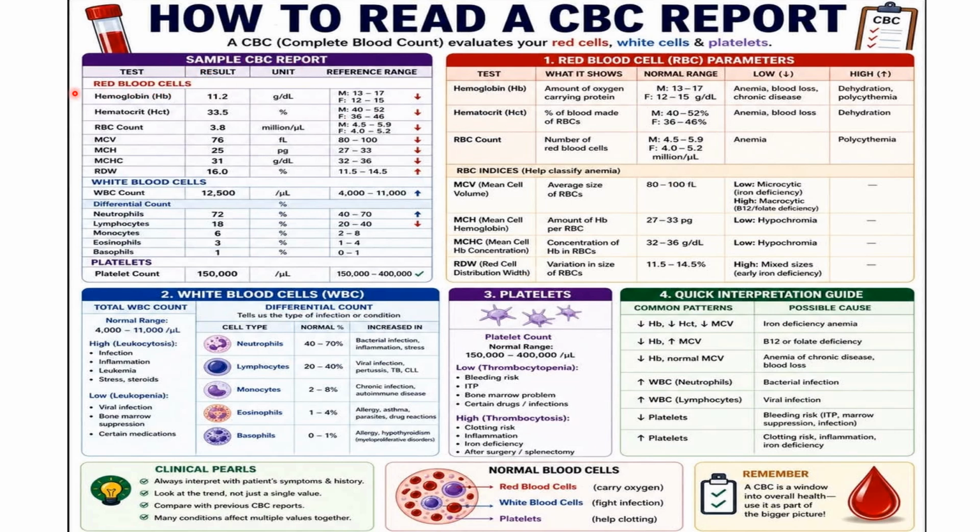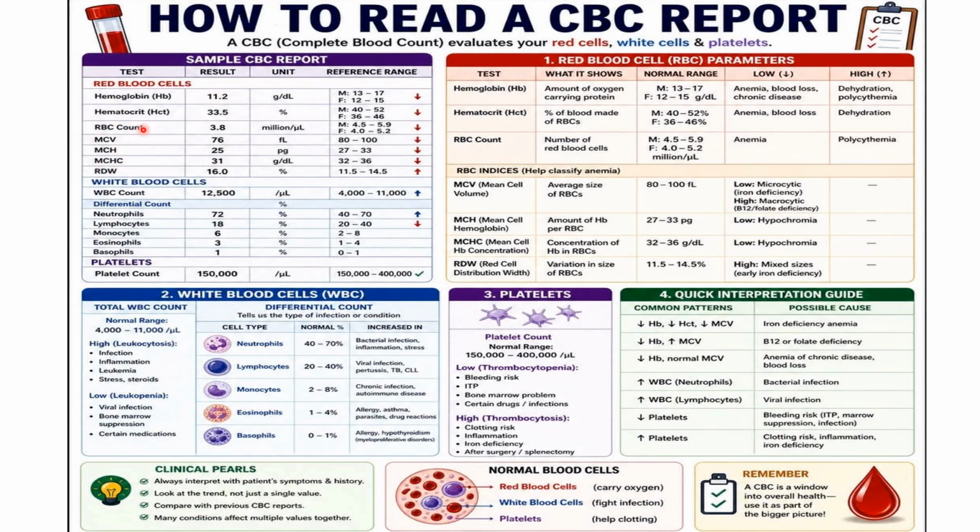So first we'll see the red blood cells. So under hemoglobin, here you can see the value is 11.2. If we examine the normal range, we can see that this HB value is low. And also this hematocrit, it is 33.5. It is also low. Then RBC count, it is 3.8. It is also less than the normal value. Then MCV, it is 76, it is also low. Then MCH, it is 25, which is also below the normal range. Then MCHC, it is 31.